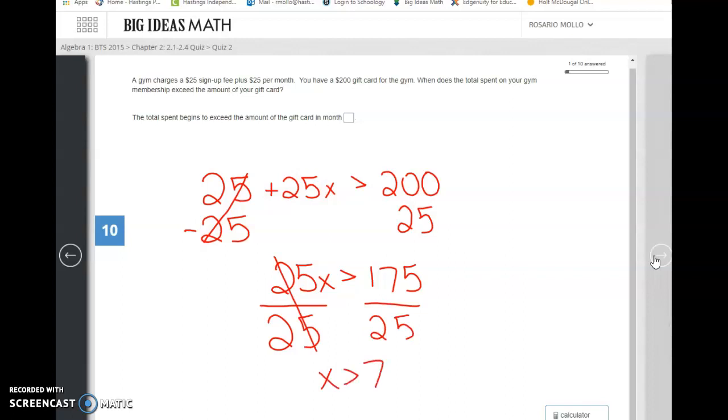So then you can go to the gym pretty much for free for 7 months because of that gift card. But after those 7 months, you're going to have to start paying out of your own pocket. So pretty much month 8, again, you can't really have half of a month. So month 8 is when you need to start paying for the gym membership out of your own pocket.